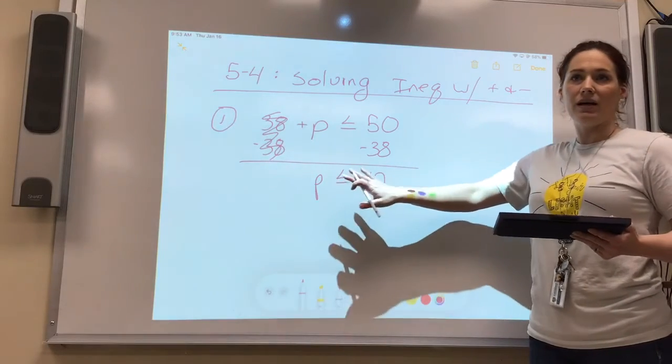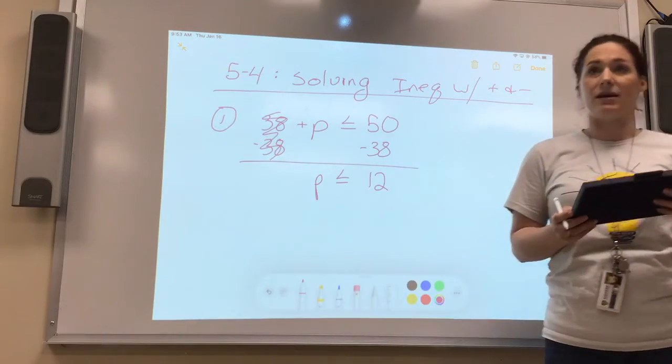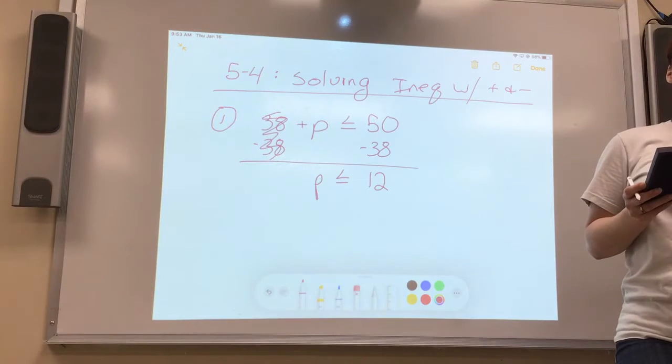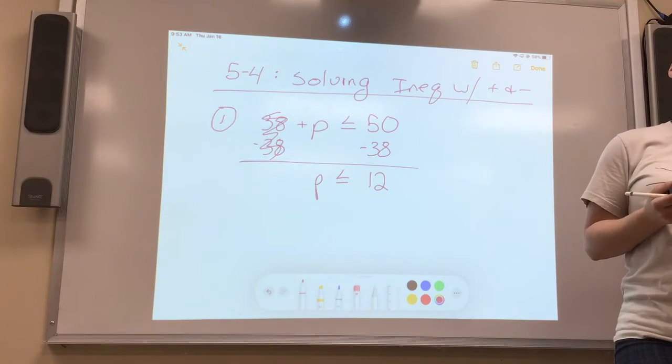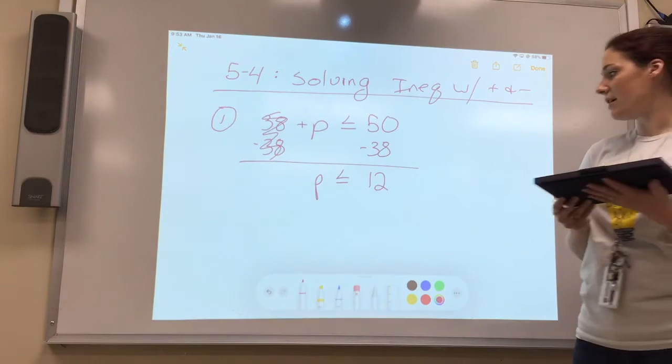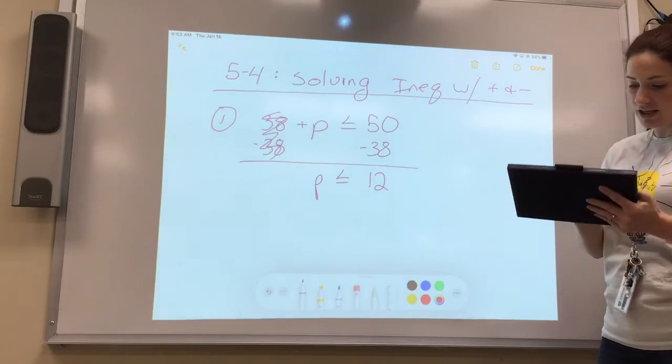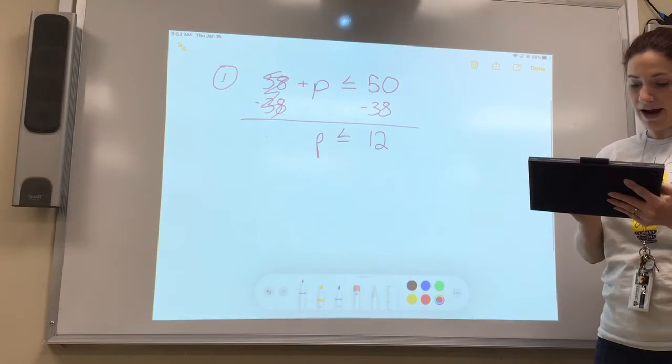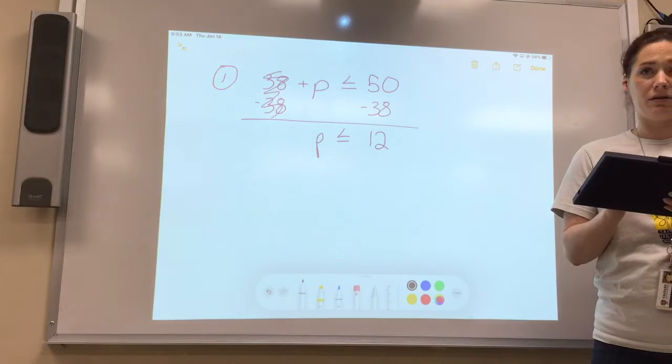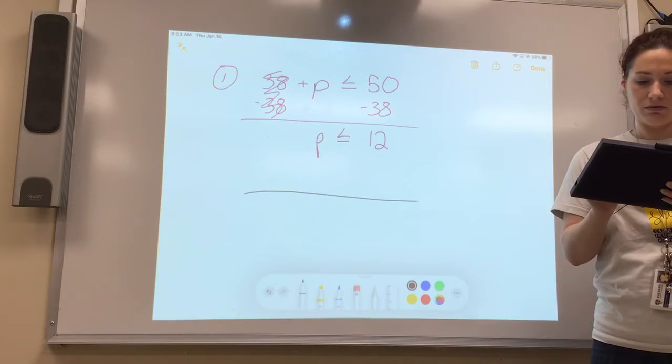Today we're only doing one step. Next week we'll get into the multi-step with inequalities, but today it's just one step. And then the other part to this also, you need to be able to graph it on a number line. So draw a number line.